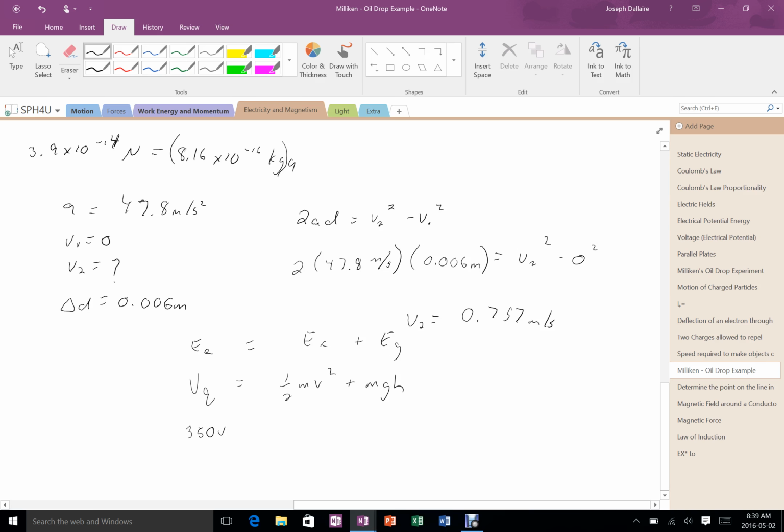I encourage you to work through that on your own, but keep in mind that because it's an oil drop, not an electron or proton, if we're going to use an energy approach to solve this problem, we do have to remember to include the gravitational potential energy. So that is a very brief overview of Millikan's experiment and a couple little problems.